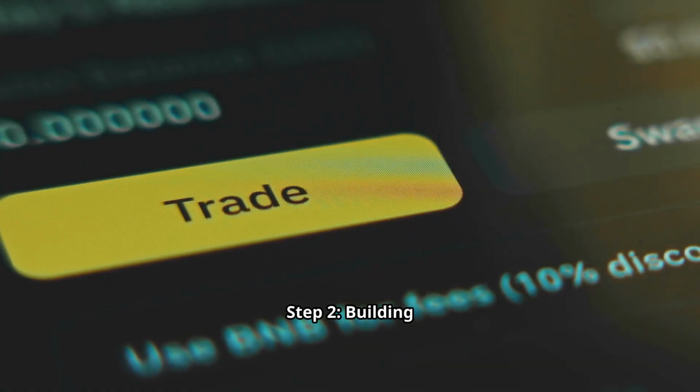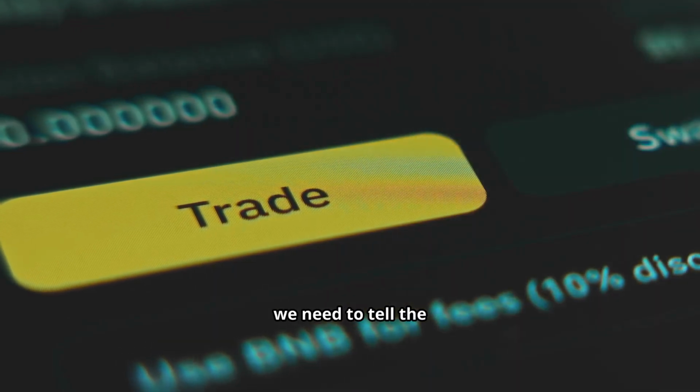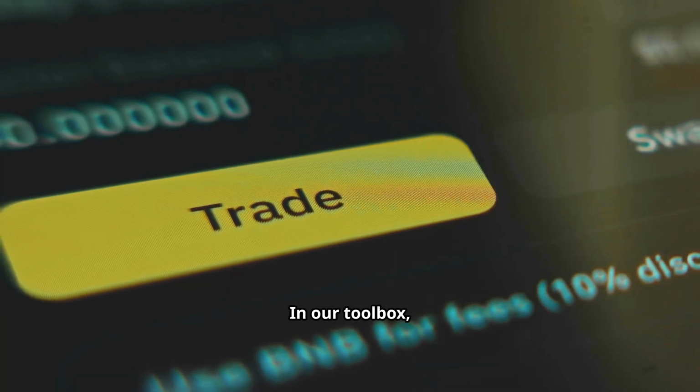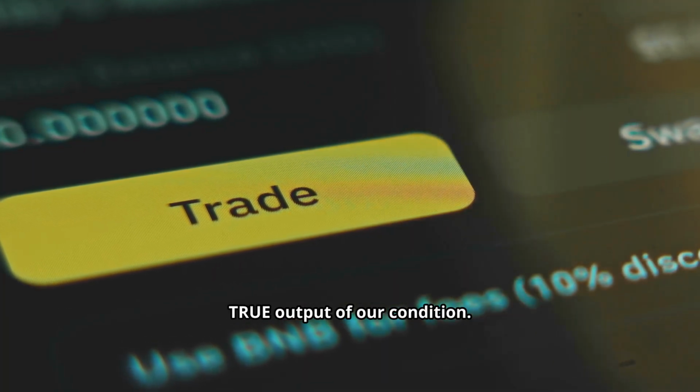Step 2. Building the straddle. Now that we have our trigger, we need to tell the bot what to do. In our toolbox, we find an execute trade block and connect it to the true output of our condition.